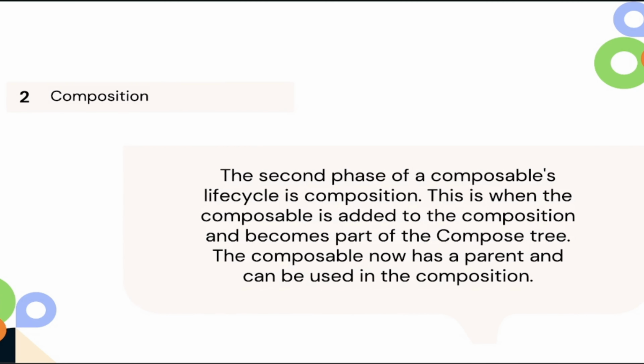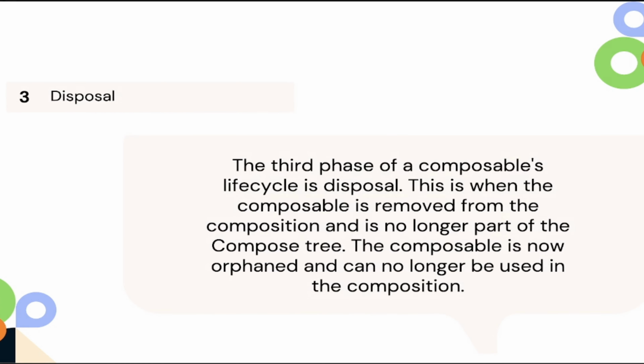The second phase of a composable's lifecycle is composition. This is when the composable is added to the composition and becomes part of the compose tree. The composable now has a parent and can be used in the composition. The third phase of a composable's lifecycle is disposal. This is when the composable is removed from the composition and is no longer part of the compose tree. The composable is now orphaned and can no longer be used in the composition.